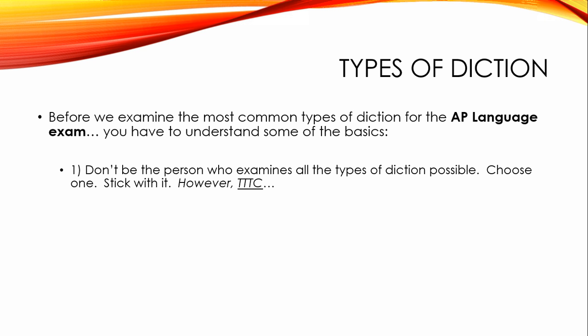So, the first one, don't be the person who examines all the types of diction possible. Choose one and stick with it. On the summer assignments, I saw a few people who would say it has abstract, it also has some concrete words, some objective and subjective, and now you have 4 types of diction that require 4 different analyses that all link to a major goal. That's a lot more than you can handle in a summer assignment, let alone a 40-minute time window.